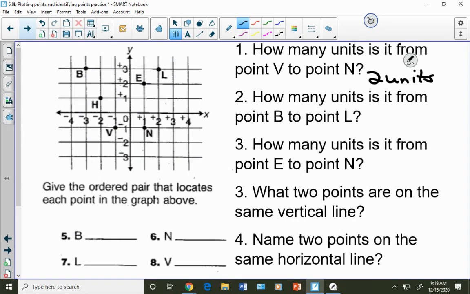Okay. How many units is it from point B to point L? Here's point B, and here's point L. Well, you start at B. You don't count B till you move. 1, 2, 3, 4, 5. So that's 5 units.